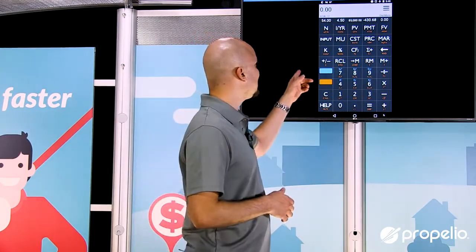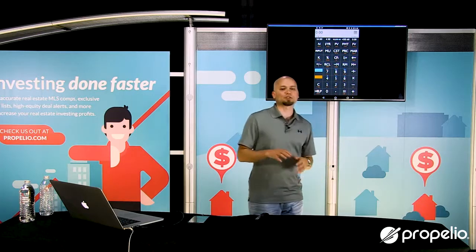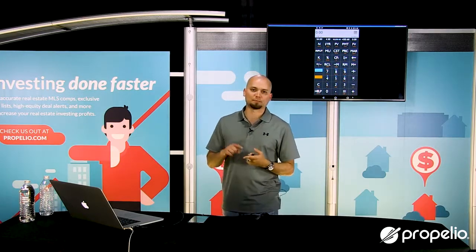The 12B or the 12C being one of those. And I've got a 12C, the little physical thing, but having this app is just much nicer. So I/YR, that's interest per year. PV. Now in technical terms, on a financial calculator, the PV stands for present value.